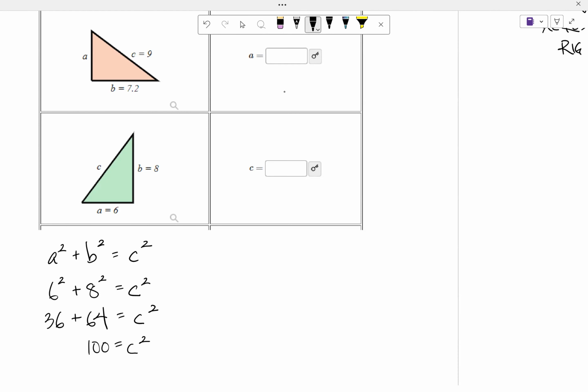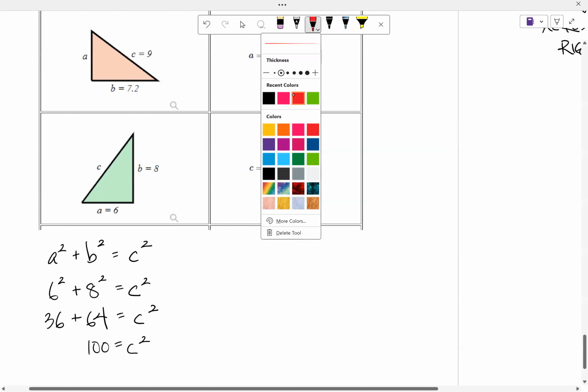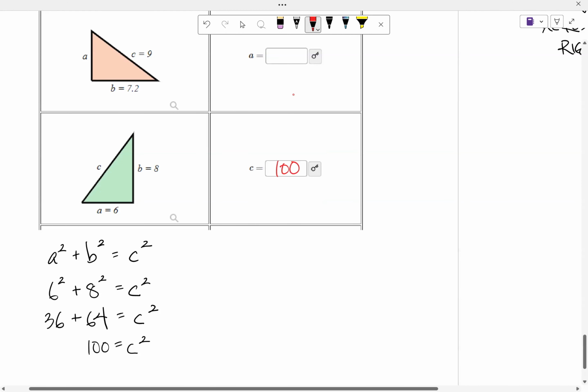Okay. Now, be careful. What you don't want to do is get super excited that you think you solved the problem and go ahead and put 100 in here. Because if you put in 100, then MyOpenMath is going to tell you you're wrong, and rightfully so. Because what you found is c squared, but what they want to know is just c. Okay? So erase this. We don't want to make that mistake.